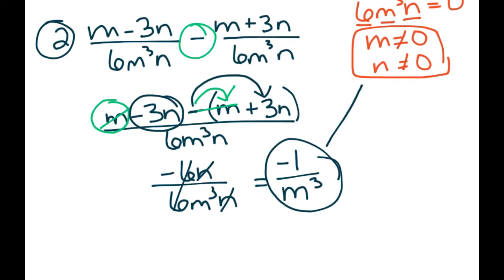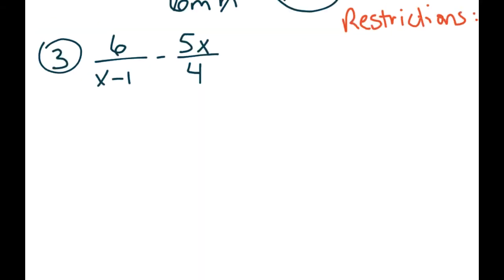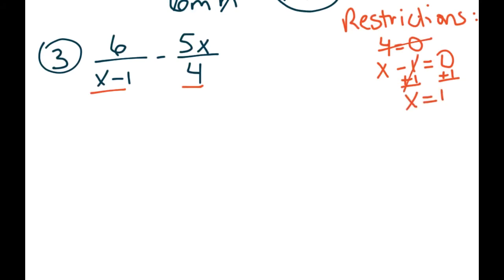Okay, let's look at another example. Okay, here's our third example. So we're going to find our restrictions first. Well, I've got an x minus 1 and a 4. Well, I'm quickly going to show you 4 equals 0 is not a true statement, so we don't have to worry about that. It's just untrue. So we're going to focus on x minus 1 equals 0, plus 1, x equals positive 1. So that's what we can't have for x. So 1 is our restriction.